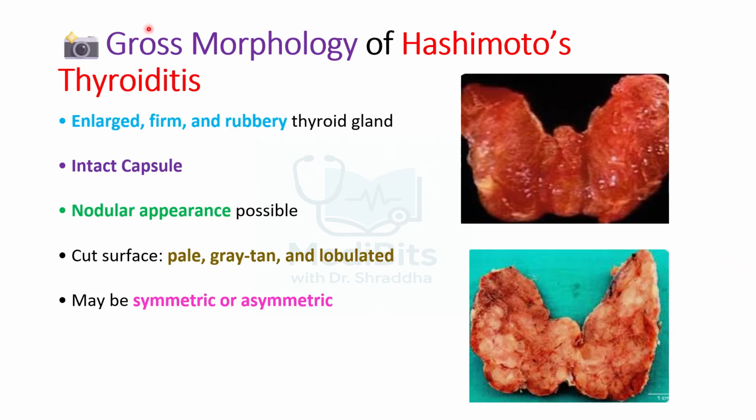So now we will understand the gross morphology of Hashimoto's thyroiditis. The thyroid gland in Hashimoto's appears diffusely enlarged and firm. Its consistency is rubbery due to fibrosis and lymphocytic infiltration. The cut surface often appears pale, grey tan and lobulated. Nodularity may be present, and although the enlargement is usually symmetric, some patients may show asymmetric thyroid involvement.